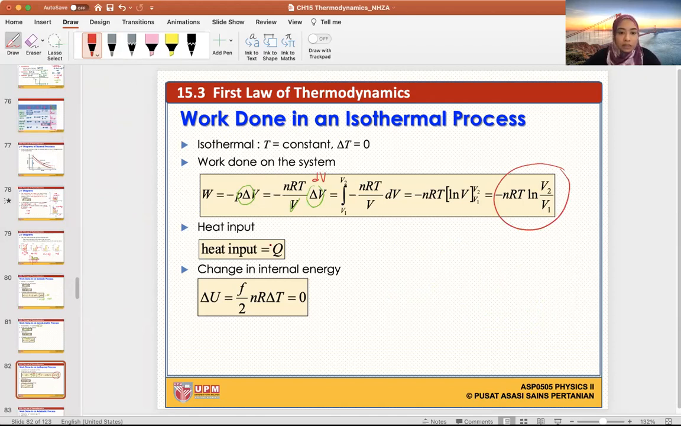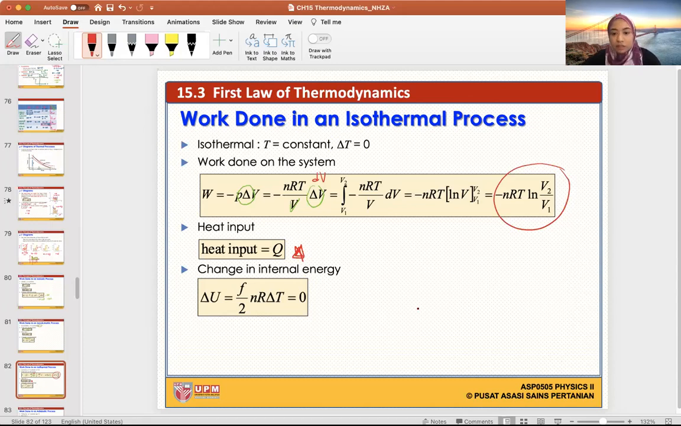Okay, heat input is still Q. Even though I told you Q is equal to NCV delta T, but Q is not affected in isothermal. Q can still exist because the Q can still be absorbed even though the temperature is constant. Okay, so this is the part that gets a little bit confusing. So I hope you take note on this. Okay, heat input exists for isothermal even though the temperature is constant.